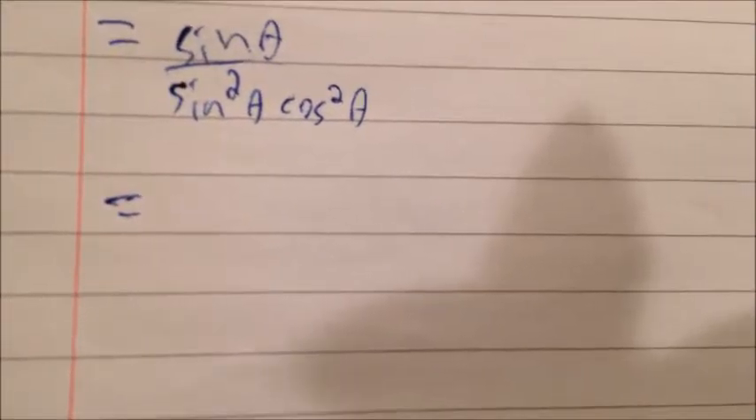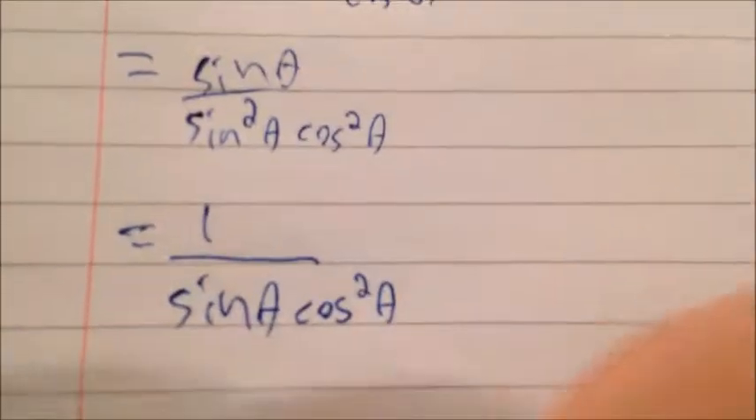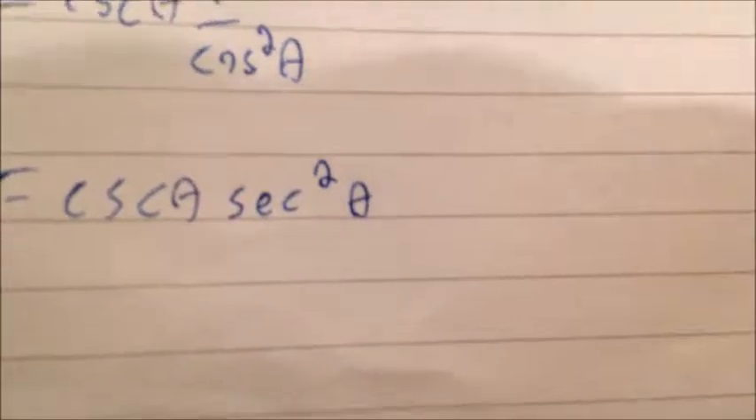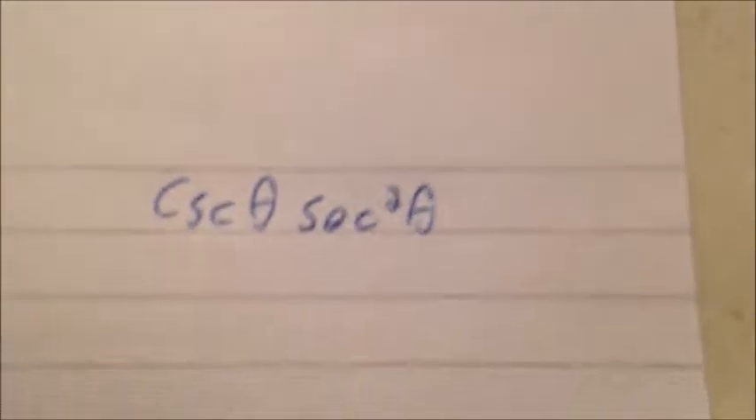Then what we do is we take these two, and so it becomes a 1 over sine theta cos squared theta, which we then turn into a cosecant theta times 1 over cos squared theta, which is cosecant theta secant squared theta, which happens to be what we're trying to prove.